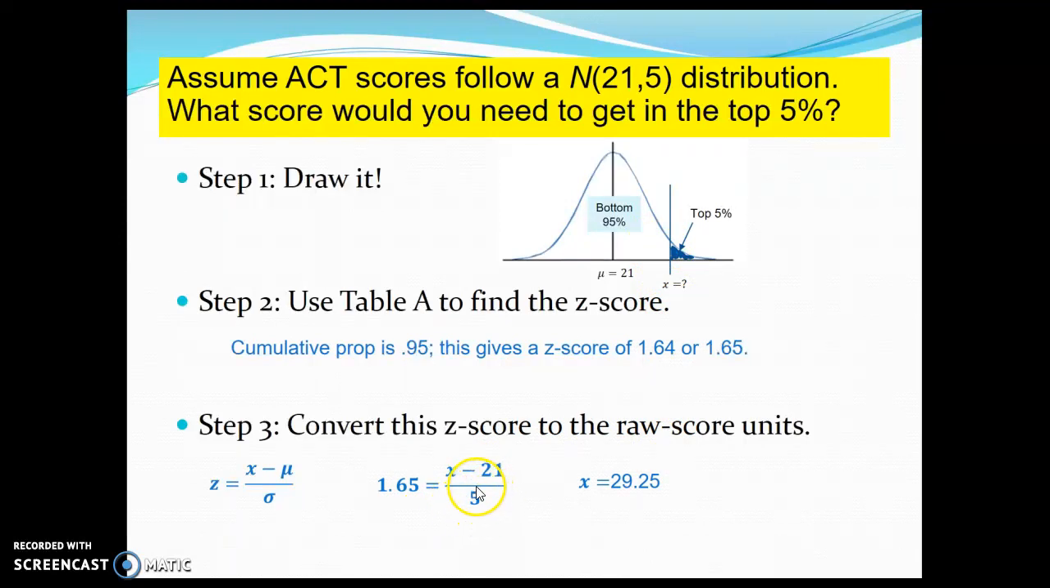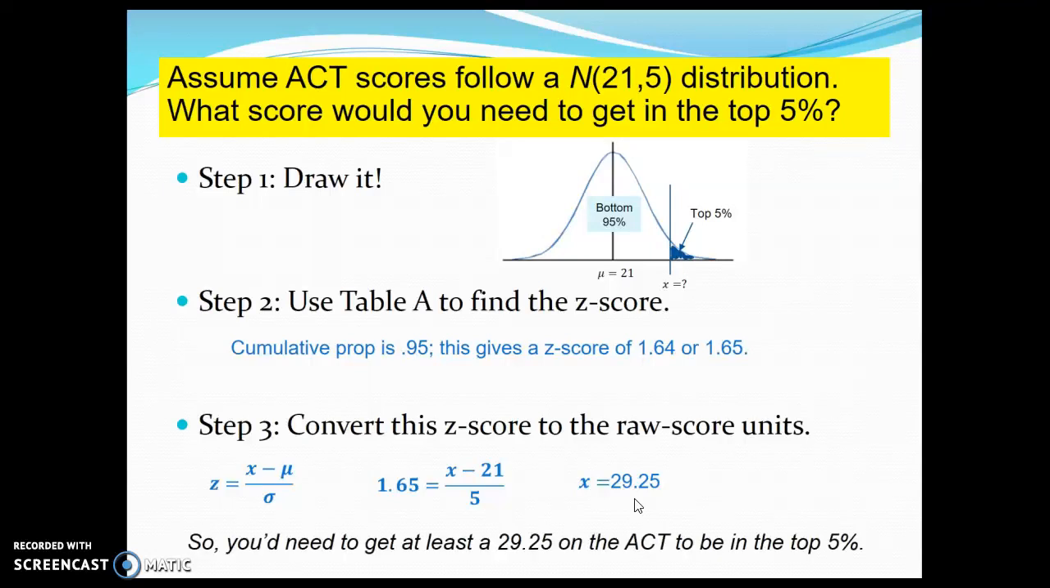If we multiply both sides by 5, that would get rid of this denominator here. This number would be multiplied by 5 also. We would then add 21 to both sides to isolate the x, and we should end up with x equals 29.25. So in plain English, our answer, we'd need to get at least a 29.25. So this would be the cutoff value. Of course, if you get higher than a 29.25, you're also in the top 5%, but you have to get at least a 29.25.